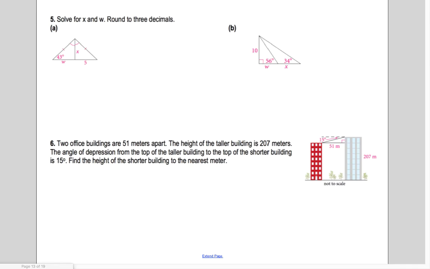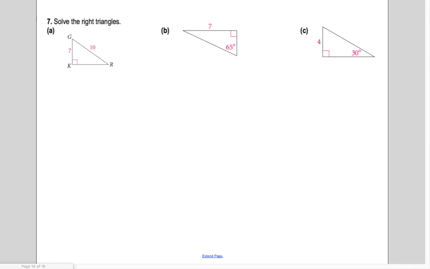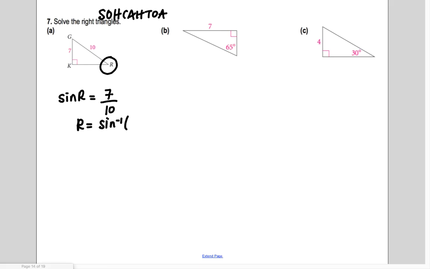So if I'm trying to solve for an angle, let me skip to number 7. Let's say I want to get angle R. I have the opposite and I have the hypotenuse. So if I'm trying to find angle R, I need sine, right? So you can write your SOH CAH TOA up there if you need to. Colin, you were supposed to put it over there. So we have sine of angle R equals opposite over hypotenuse, like that. So angle R is going to be inverse sine of whatever 7 over 10 is.